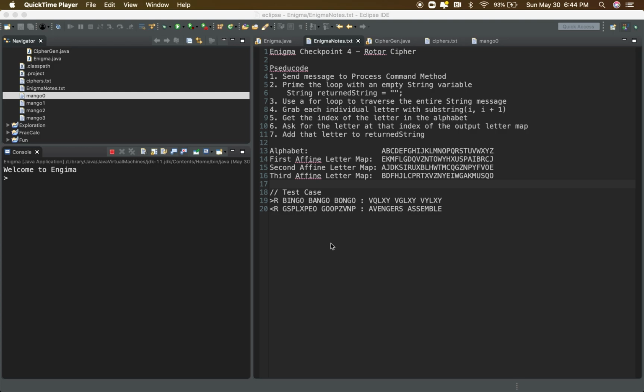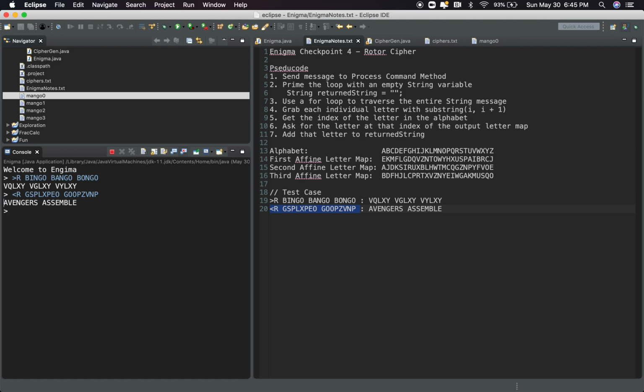Decryption does the exact same thing, but it's important to note that you go the opposite direction. When we were encrypting, we did first, second, third was the order of our maps. In decryption, we do third, second, first. That's the idea. So what do these test cases look like? If I were to encrypt using a rotor map of bingo, bango, bongo, then I would get this combination of letters right here. If I was to decrypt that message right there, I'd get Avengers Assemble.